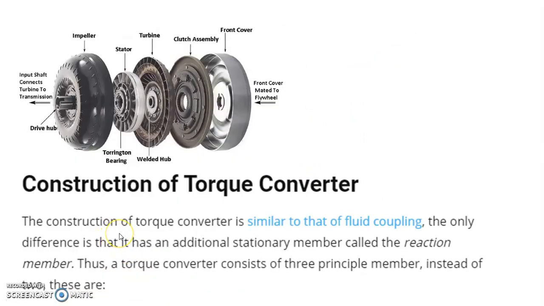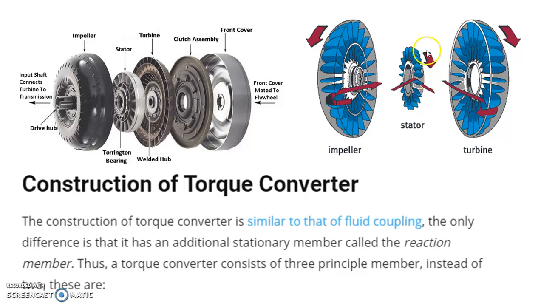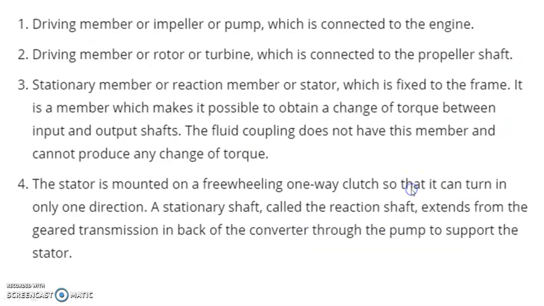The construction of a torque converter is similar to that of a fluid coupling. The only difference is that it has an additional stationary member called a reaction member. So this is a stator, the reaction member, at the center. Thus a torque converter consists of 3 principal members instead of 2. Turbine is there, impeller is there. This is another sketch which shows the stator at the center between impeller and turbine. That is the additional component in a torque converter.